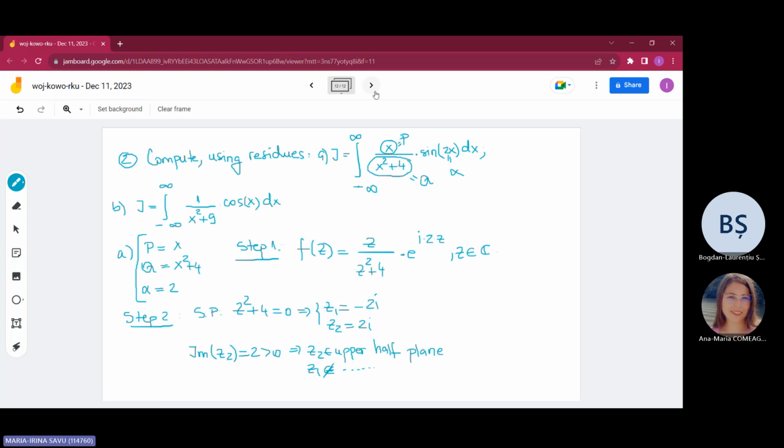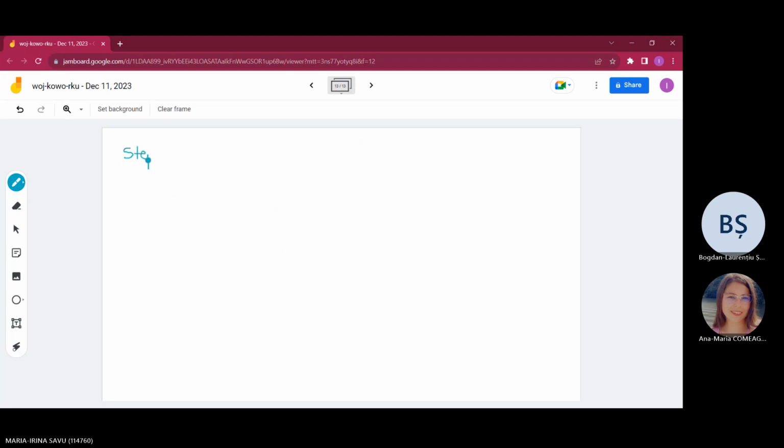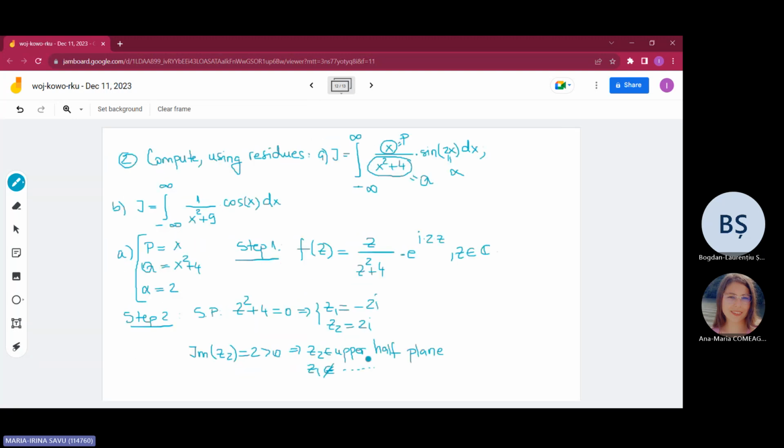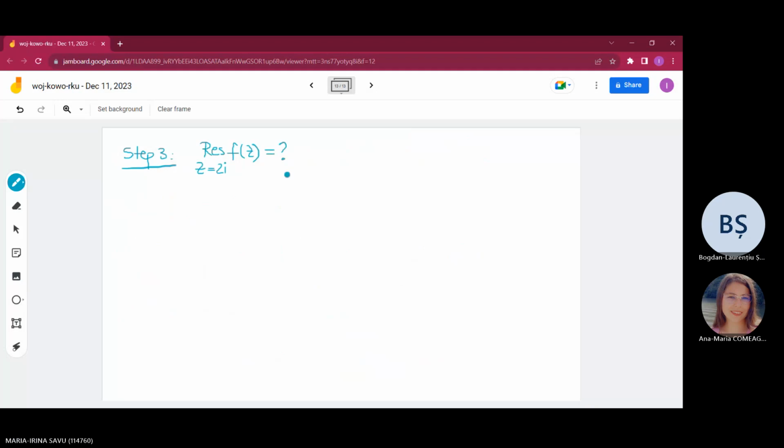Let's go to step 3. You have to find the residue of f of z at z equals 2i. What type of point is 2i, which is z2? What type of point is this one for the function f here? Pole of order 1. Yes, it's a pole of order 1.